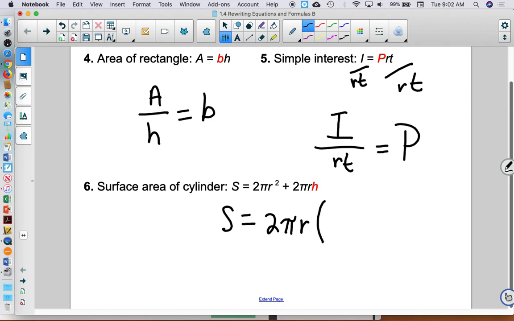2 pi r squared divided by 2 pi r, what's left behind? R. And then 2 pi r h divided by 2 pi r, what's left behind? It's the h, isn't it? Okay.